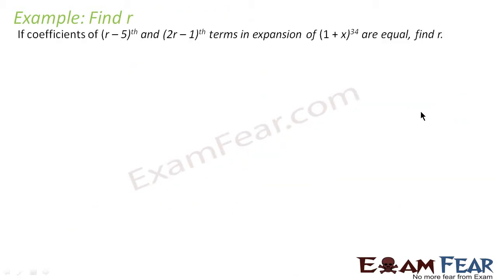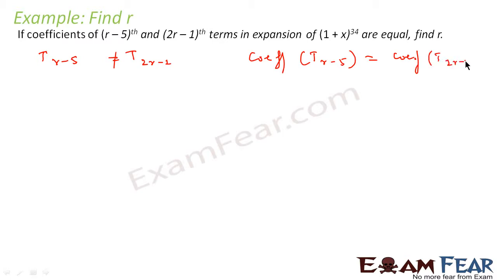Let's take one more example where we have to find the value. Here we are told that T(r-5) and T(2r-1) are equal. No, they are not equal actually. The coefficient of T(r-5) is equal to the coefficient of T(2r-1). Please note, the question doesn't say that these two terms are equal. Question says the coefficient of T(r-5) is equal to the coefficient of T(2r-1).